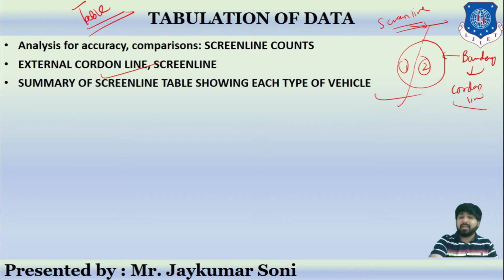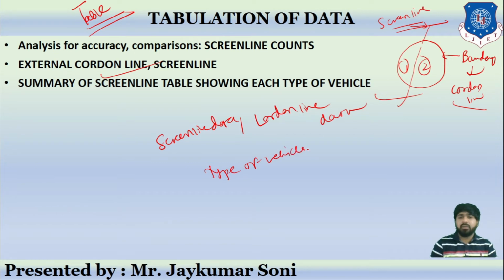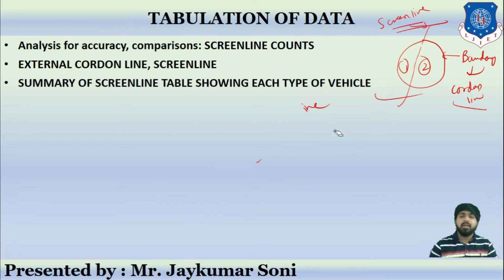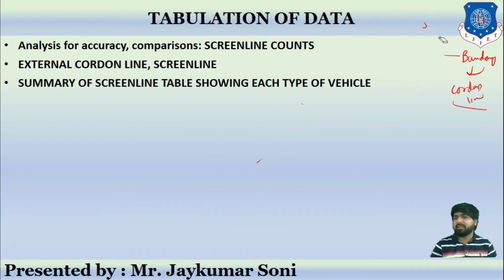Now the summary of screen line table would show each type of vehicle. So this is how the tabulation of data would act. It will use the screen line data and the cordon line data, and the type of vehicle will be there in the form of tables. So this is how the data is presented in the form of tabulation. This is a very basic kind of method in which only a table is to be prepared.